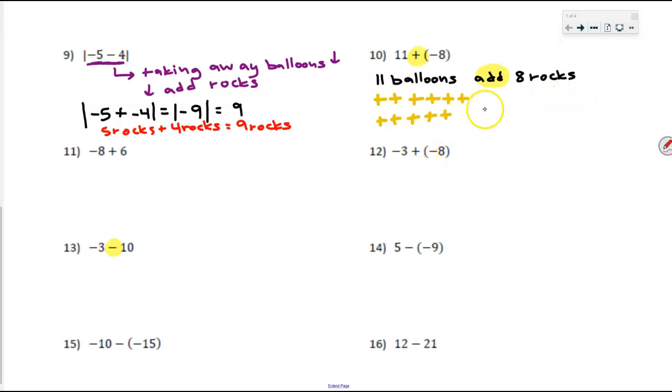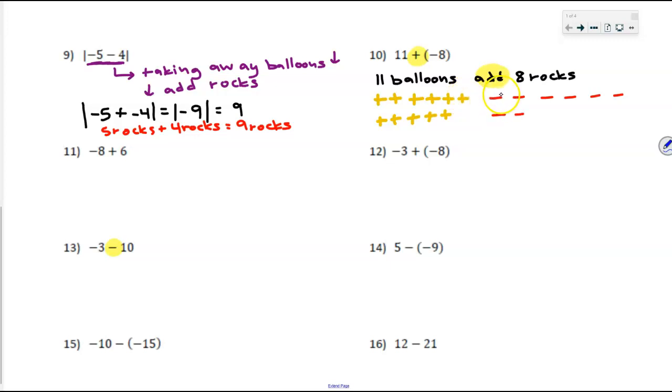You don't have to worry about, oh no, do I have enough? Because literally it says, just put it in the basket. That's what add means, put it in the basket. What is it that I'm putting in the basket? 8 rocks. 1, 2, 3, 4, 5, 6, 7, 8. What happens when I do this though? What happens when I have a balloon and a rock paired together?